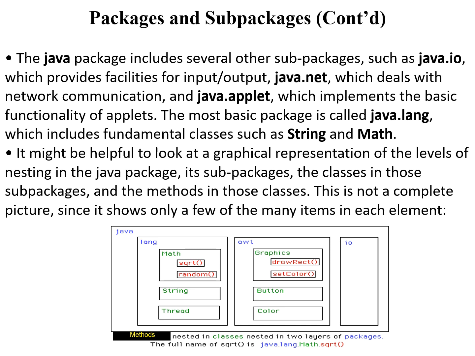It might be helpful to look at the graphical representation of the level of nesting in Java packages. It shows the subpackages, their classes, and the methods in those classes. This is not a complete picture since it shows only a few of the many items in each element in the below picture. Under java.lang, Math, we have square root and random functions. For AWT, we have Graphics. Under Graphics, we can draw a rectangle and set color.